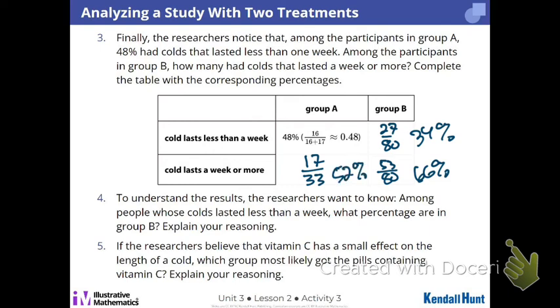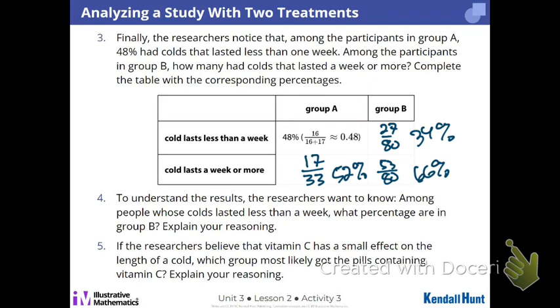All right. So we'll see if I have to do any flipping here. Now, we're going to use our data to make conclusions. That's the whole point of this, okay? So question 4 says, to understand the results, the researchers want to know, among people whose colds last less than a week.